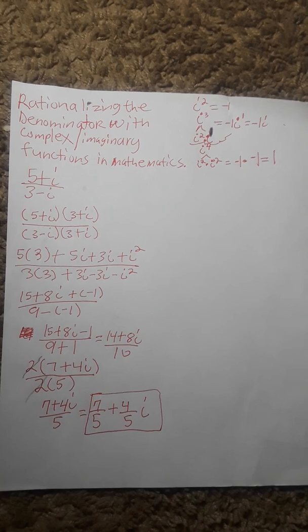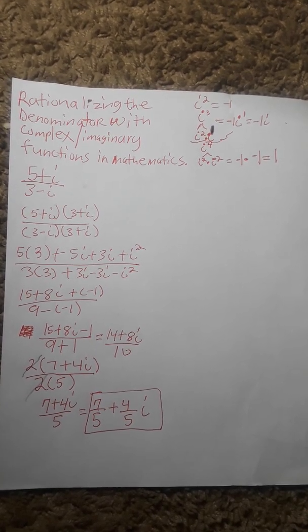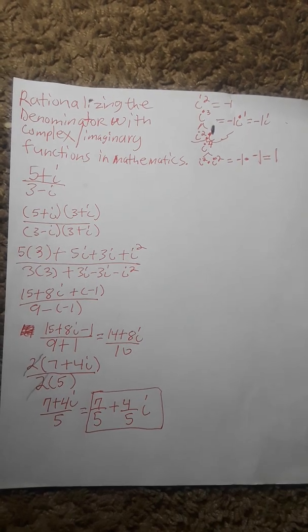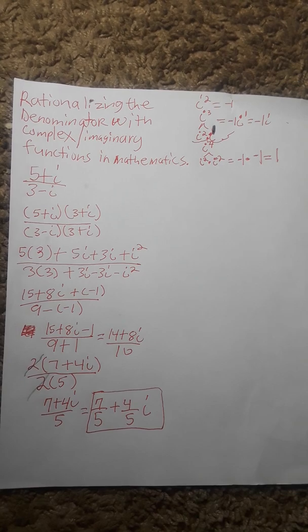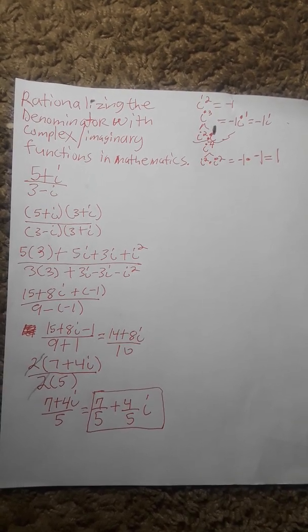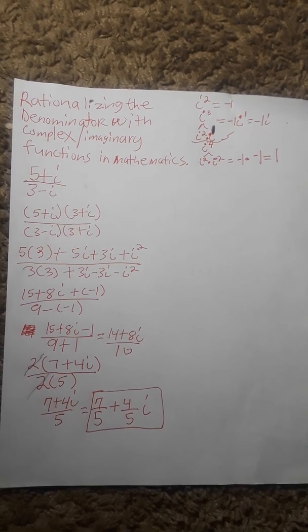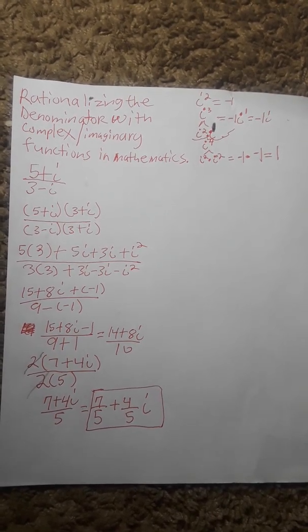So, in the numerator, it breaks down to 15 plus 8i minus 1, divided by 9 plus 1, because minus a negative, the signs will turn to addition. And in the numerator, unlike signs will turn to a minus. So this will equal 14 plus 8i divided by 10.